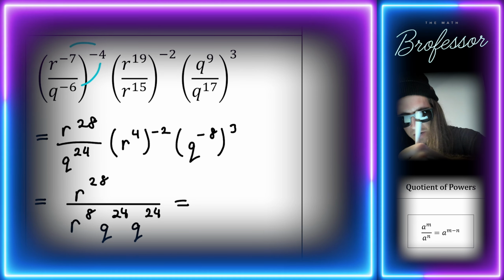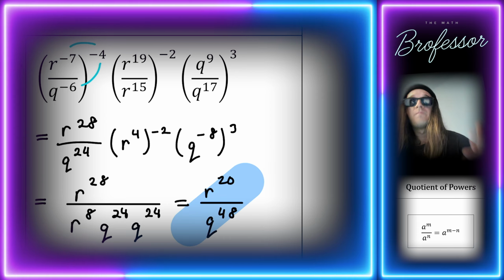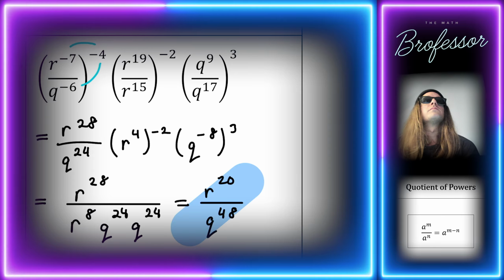Good. We now need to subtract the r's, which would give us r to the 20th. 28 minus 8 is 20. And then 24 plus 24 is 48. You might have to think about that.